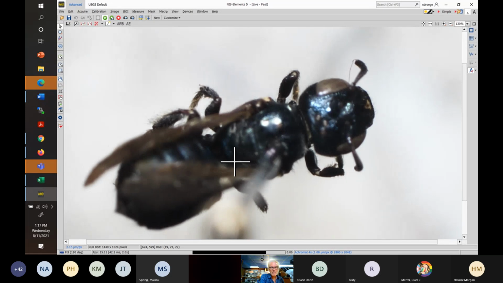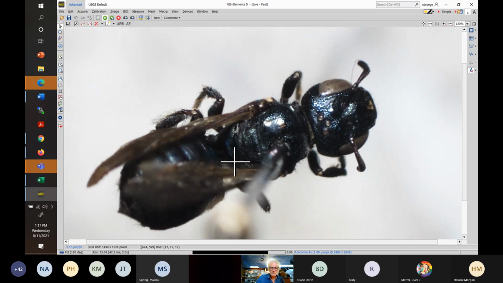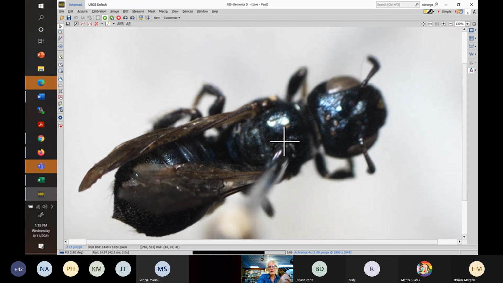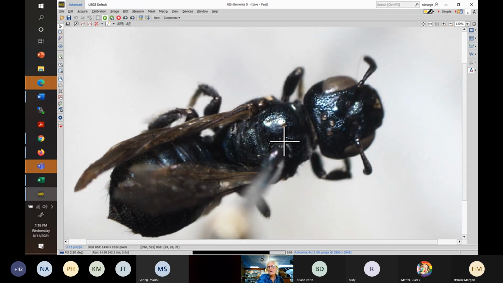The abdomen is roughly parallel-sided. You can't see that well because of the wings. There's lots of ribbing or surface indentations between the tergites. Largely, they're going to be this dark blue color. Sometimes, particularly in Ceratina smaragdula, you get greenish ones. So what we're looking at is Ceratina calcarata.